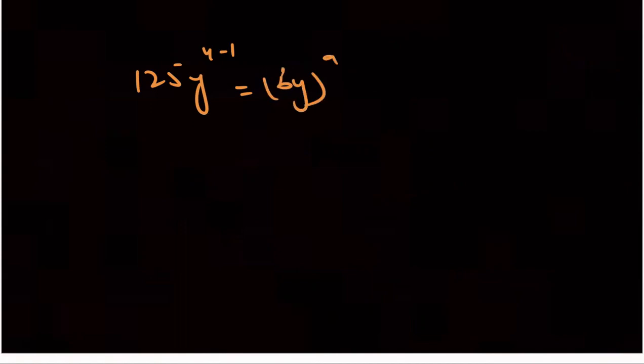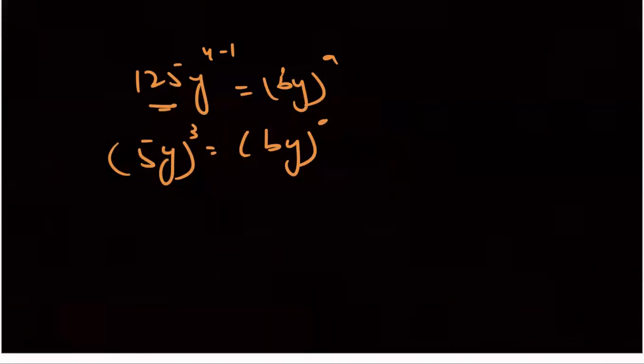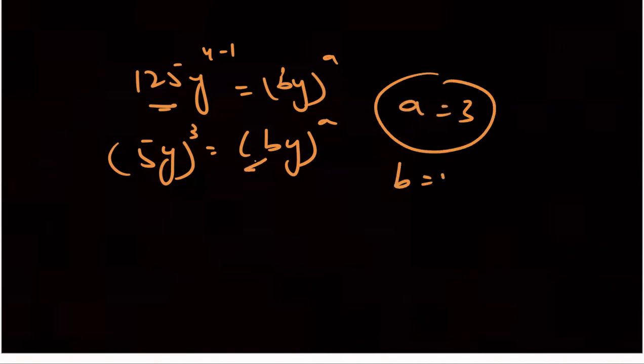Now 125 can be written as 5 cube, and y cube. So I can write these two as cubes is equal to b power a. Now in terms of this, what is a then? a is equal to 3. What is b then? b is equal to 5.